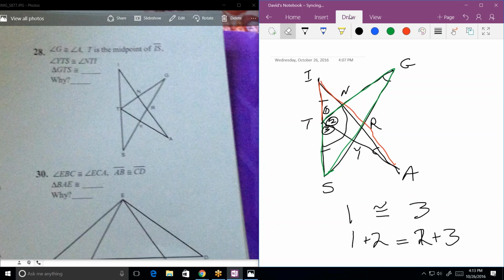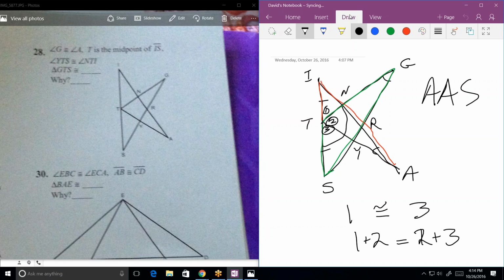And once you show that 1 plus 2 is equal to 2 plus 3, well, now we have angle, angle, side, and it is the corresponding side. So again, by angle, angle, side, this is going to be congruent, and that's probably all they want for the y. Is angle, angle, side, is my guess, right? It doesn't say, but I'm pretty sure.